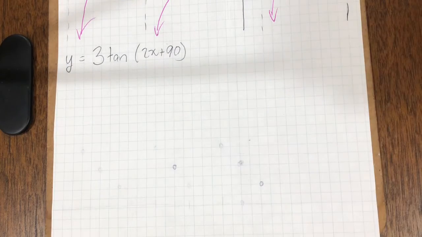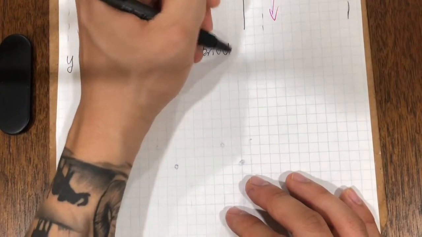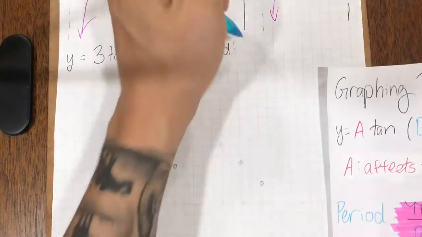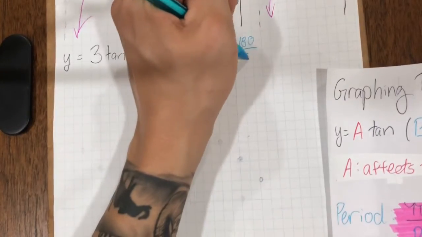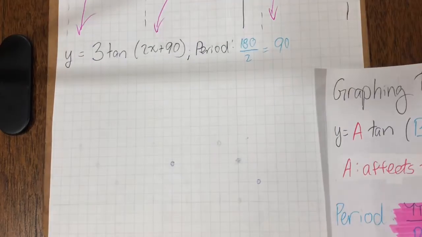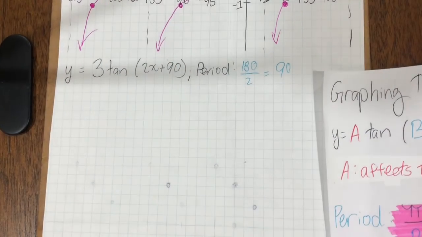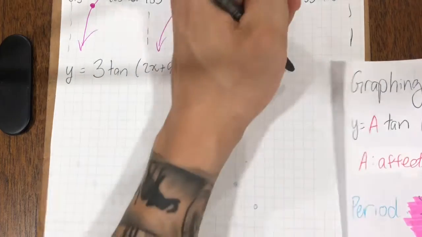So first off, let's figure out the period of this graph. For the period, I'm going to take 180 and divide it by my value for B, which is 2. And then I end up with 90 degrees for the period. All right, so instead of the two asymptotes being 180 degrees apart, the period in between two asymptotes is now going to be 90. And then I'm going to figure out the quarters.